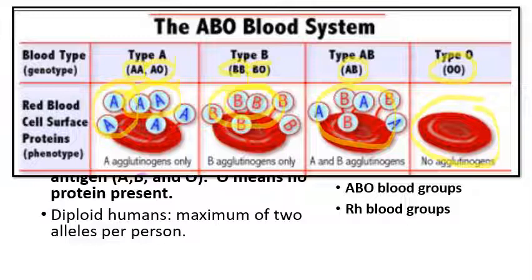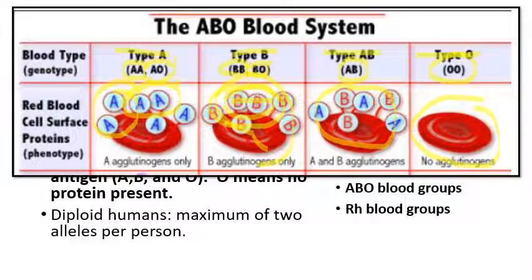All right, so if you take B-type blood, right? If the blood cells have B's on the surface, we call that type B blood. If it has A's on the surface, we call it type A blood. If we have both A and B proteins on the surface, we call it type AB blood. And if we have neither of those proteins on the surface, we call it type O.